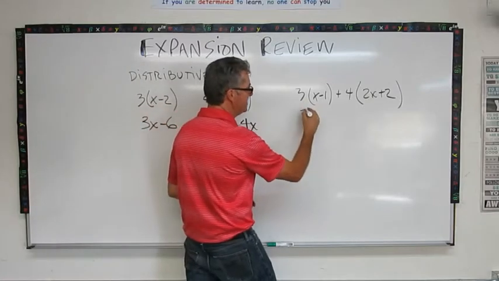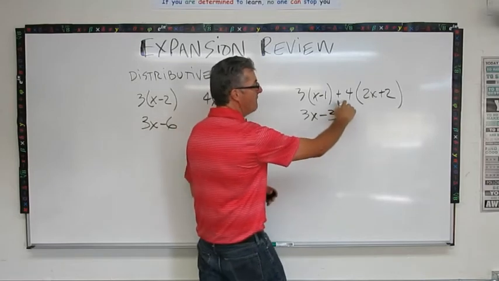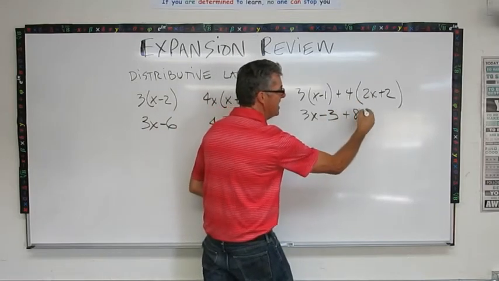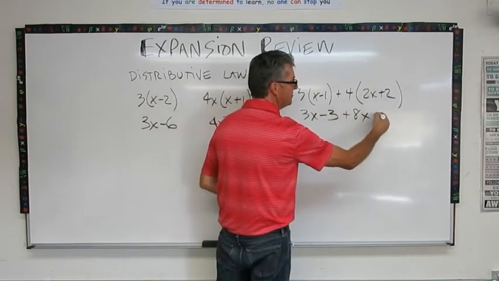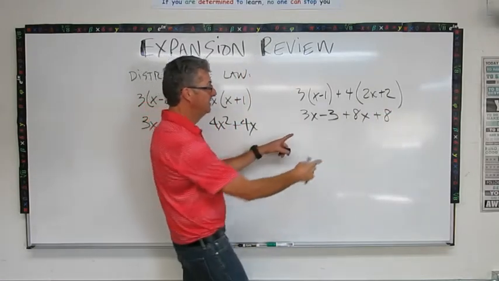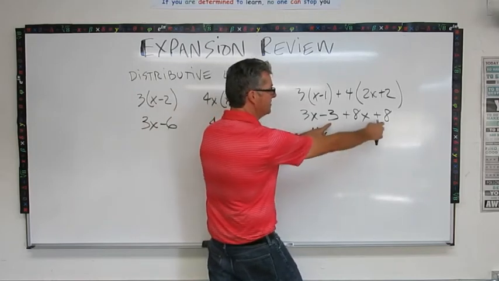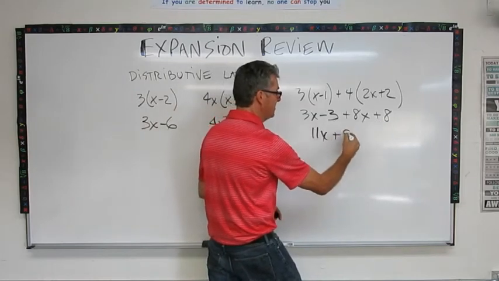3 times x is 3x. 3 times negative 1 is minus 3. 4 times 2x is plus 8x, and 4 times 2 is plus 8. Now we can simplify by collecting like terms. I have a 3x and an 8x, so that gives me 11x. Minus 3 and a plus 8 is plus 5.